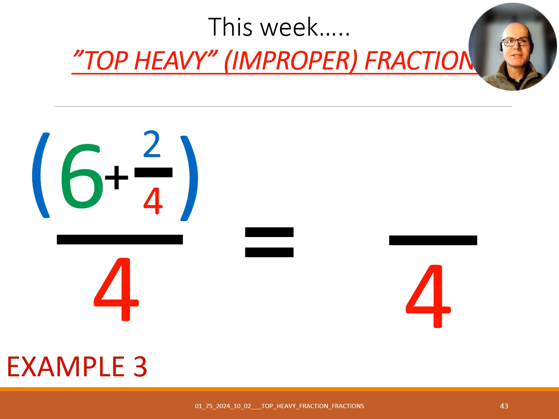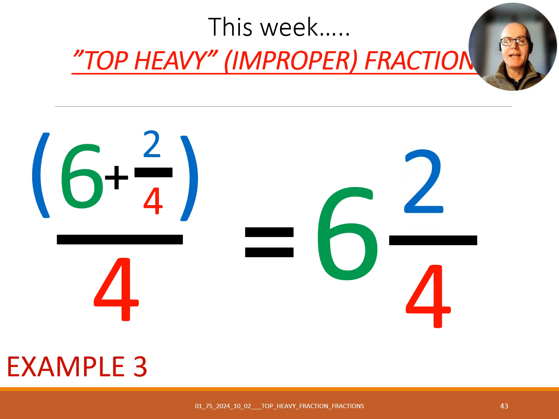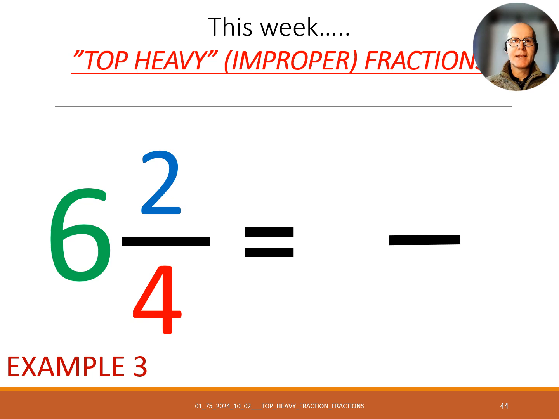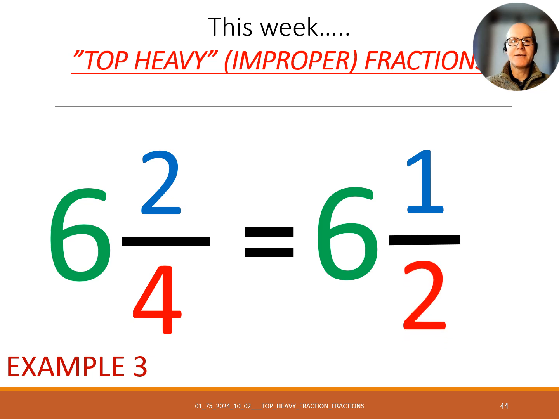Six wholes plus 2 fourths is expressed as 6 wholes plus 2 fourths. So can we simplify 6 and 2 fourths? 6 and 2 fourths can be simplified as 6 and a half, or 6 and 1 half.